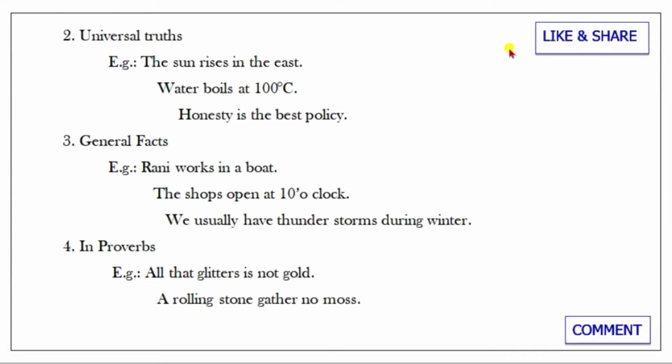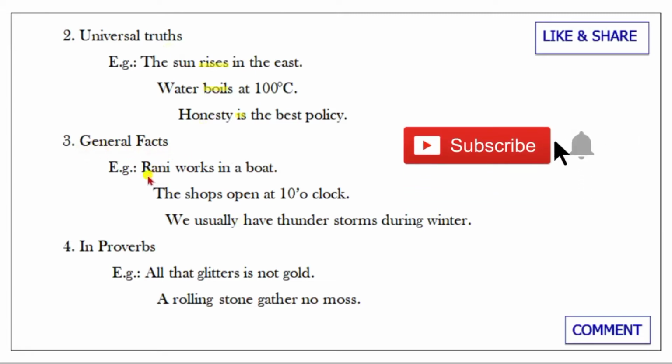Also we use simple present tense for universal truths. The sun rises in the east. Water boils at 100 degrees Celsius. Honesty is the best policy. In these three sentences, rises, boils, is indicate it is a simple present tense sentence. So for universal truths also we are using simple present tense.